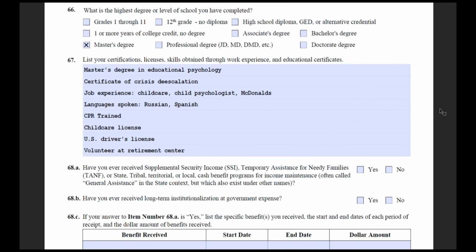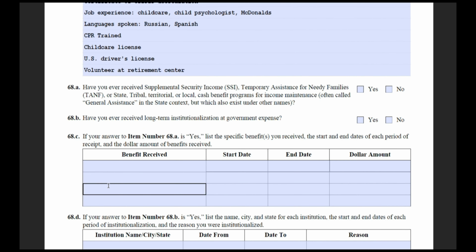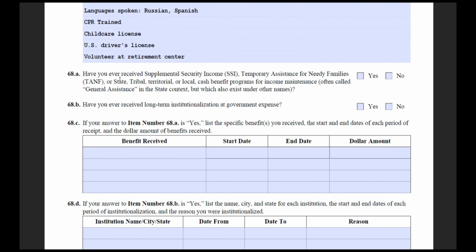Finally, moving on to question 68, A through D. So here, in question 68A, you have to answer whether you have ever received any of the following public benefits. Please only answer yes if you have received public benefits listed in this question. Do not answer yes if you have received any other type of public benefits such as food stamps or Medicaid or CHIP, WIC, literally any other types of public benefits not listed in this question.